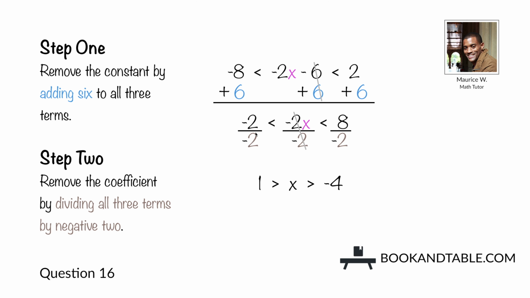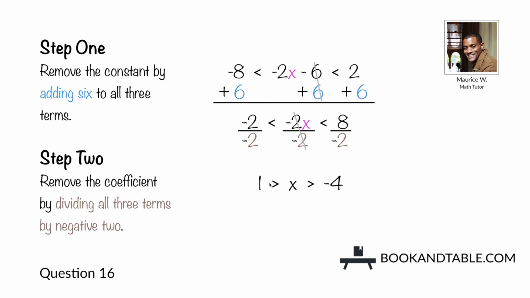Negative 2 divided by negative 2 is 1, leaving you with just 1 times x, which is x. And 8 divided by negative 2 gives us negative 4, leaving us with this statement. But to write this conventionally, we want the smallest value on the left and the larger value on the right. So negative 4 is less than x, which is less than 1, is the same as if we turn this statement around. Negative 4 is less than x.